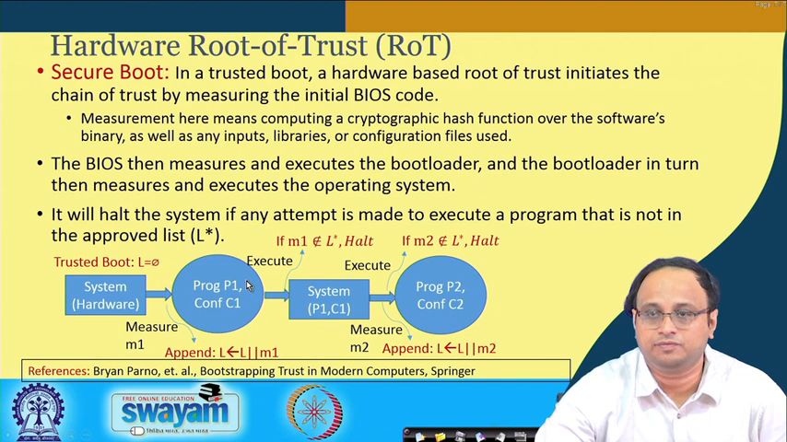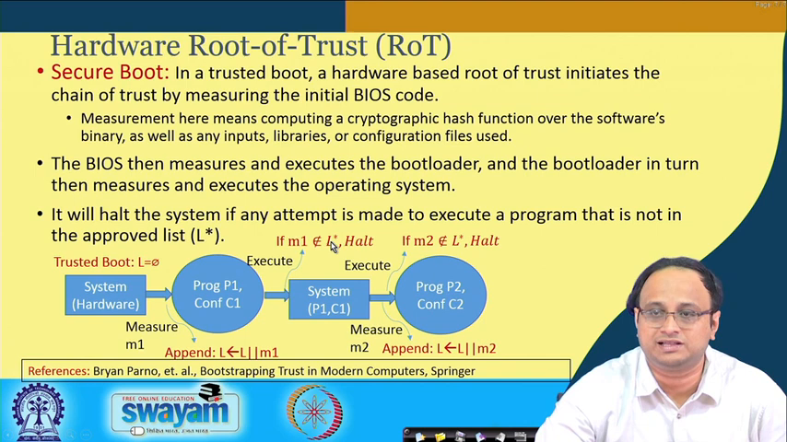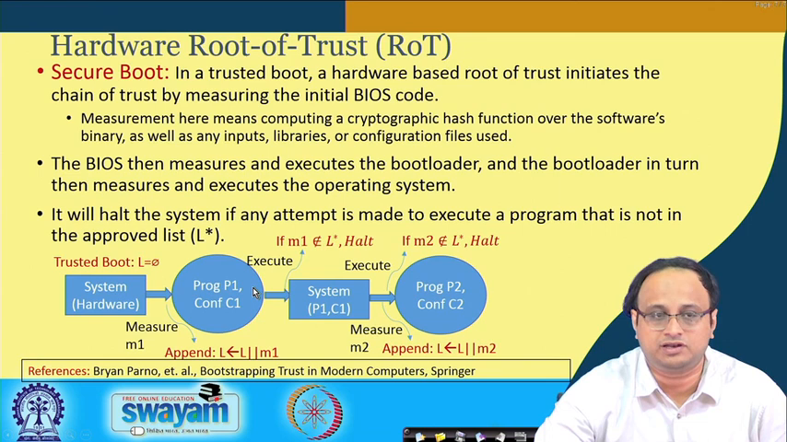Once the measurement is done, it is appended to a chain of trust. If this measurement does not belong to an approved list, denoted as L star, then the process itself halts at that point. It stops and does not allow it to go further. On the other hand, if the measured output belongs to the approved list, then we continue and go into the next layer.